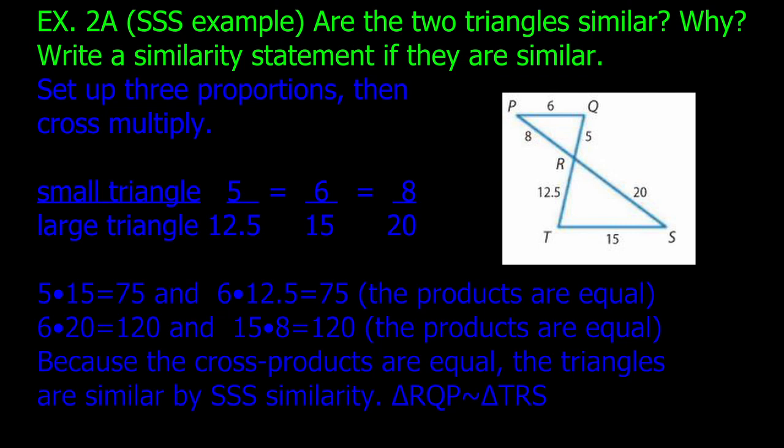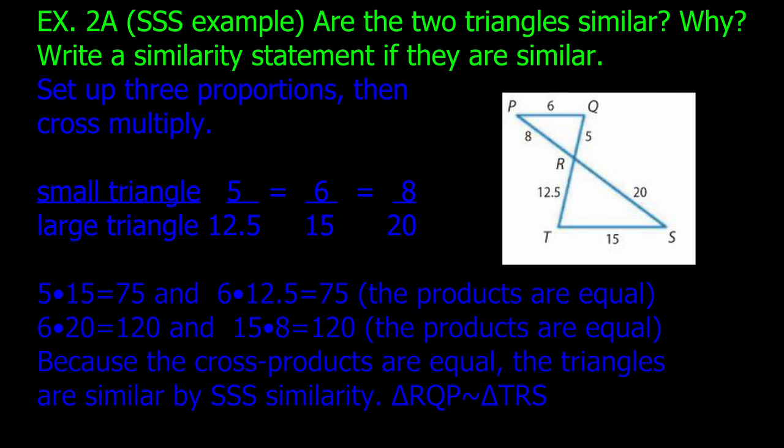Then check the next set. 6 times 20 is 120. And then the bottom left times the top right. 15 times 8 is 120. Therefore, the products are equal. Since all of the products are equal, that means the sides are proportional. And because the cross products are equal, the triangles are similar by SSS similarity.